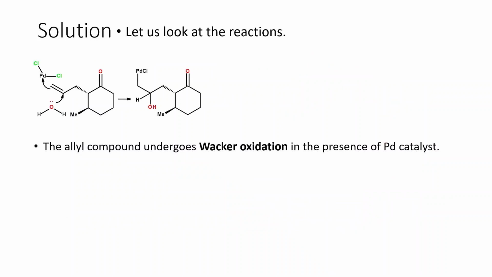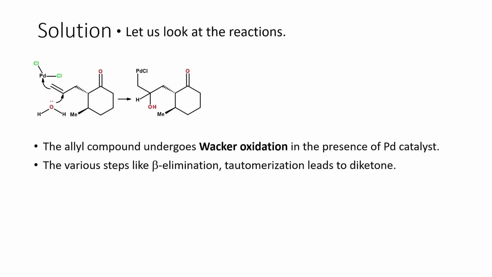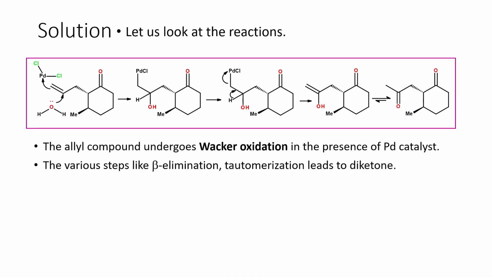And in the next step, the allyl group undergoes Wacker oxidation. So the number of steps are given here. The Wacker oxidation leads to multiple steps, because we have seen Wacker oxidation earlier also. This involves beta hydride elimination and tautomerization, because we end up with an enol.